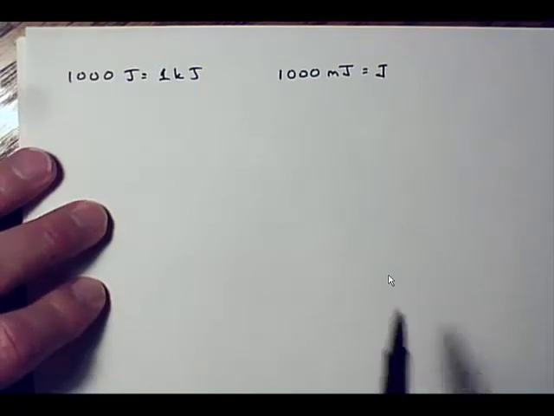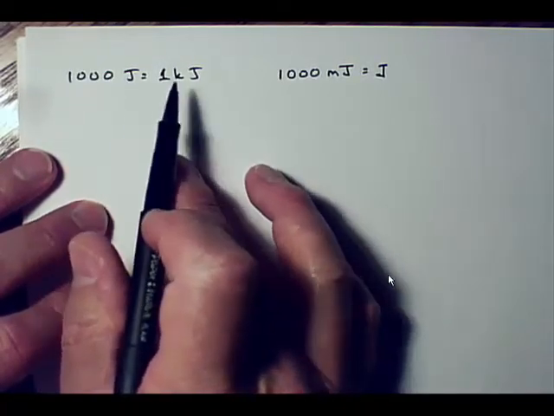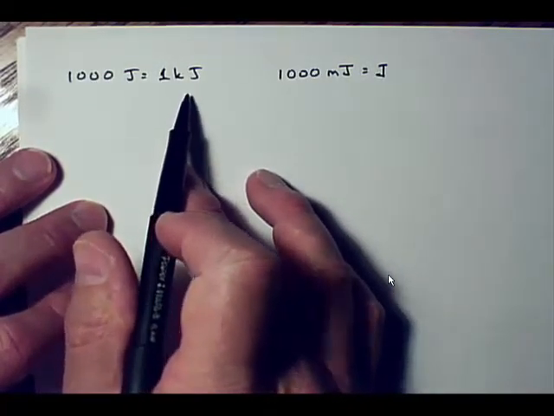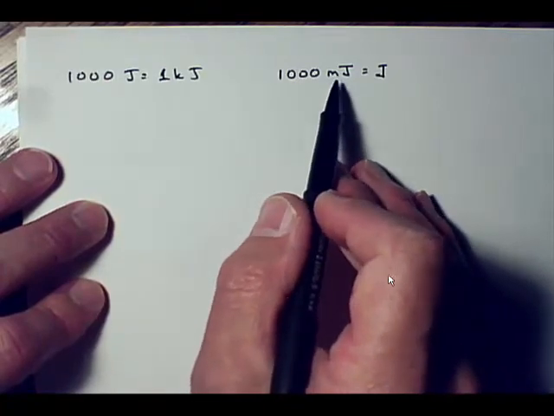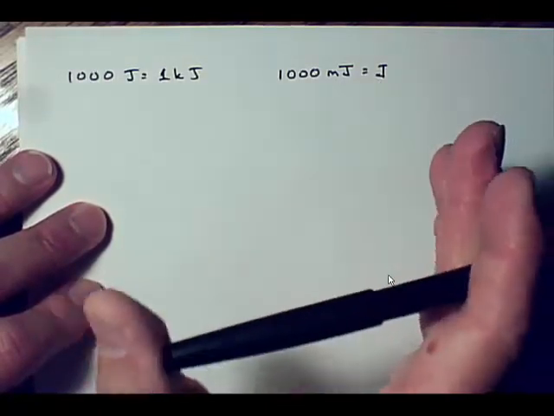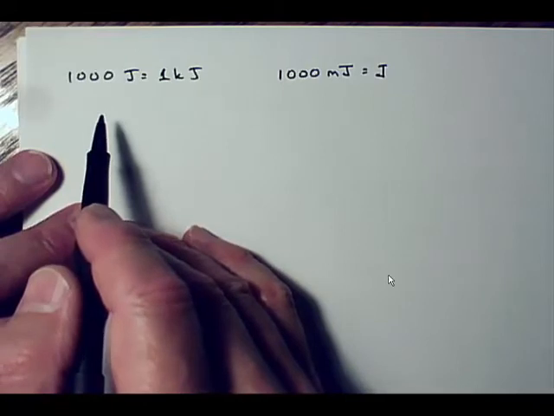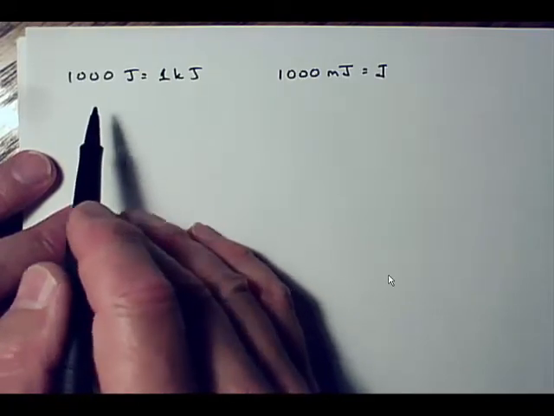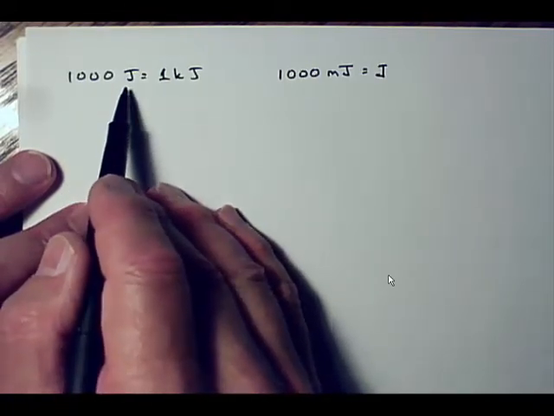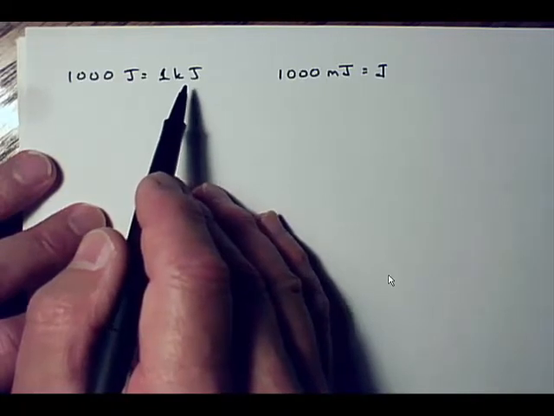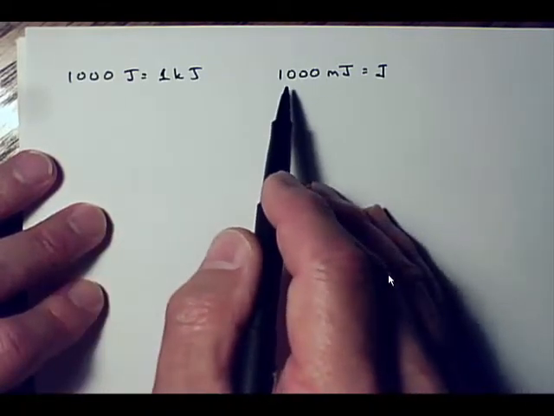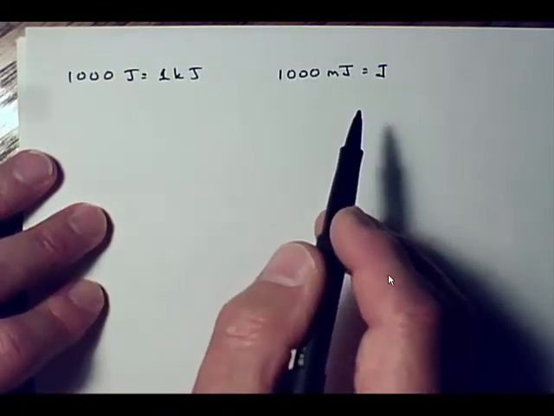You need to know those prefixes. 1,000 grams in a kilogram. 1,000 milligrams in a gram. 1,000 moles in a kilomole. 1,000 millimoles in a mole.